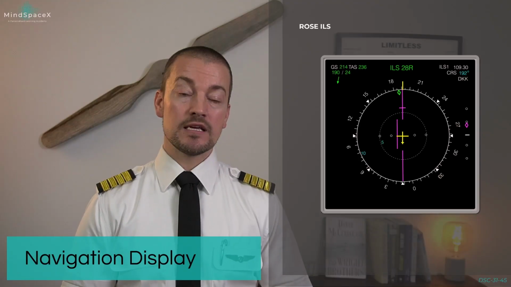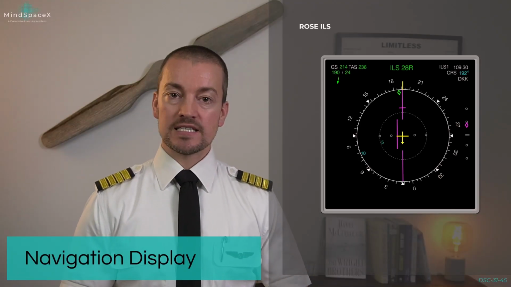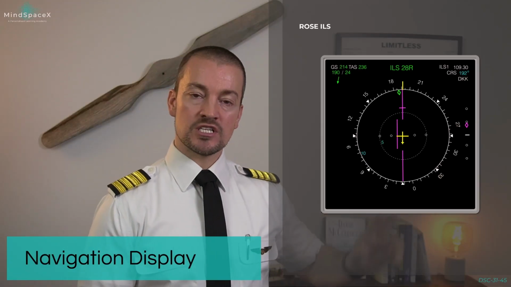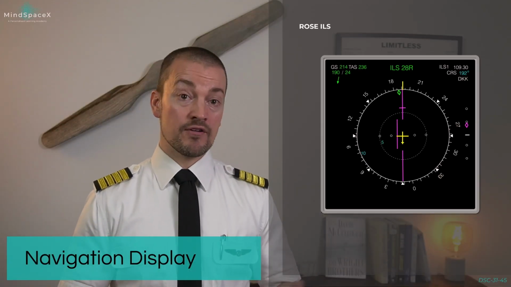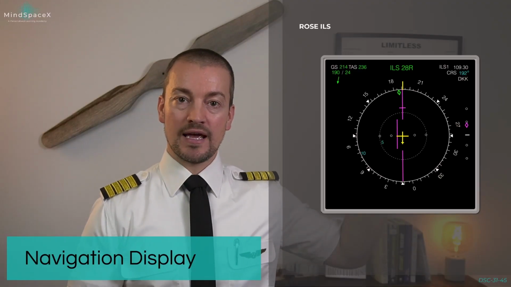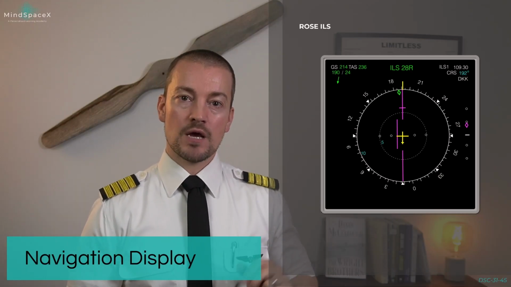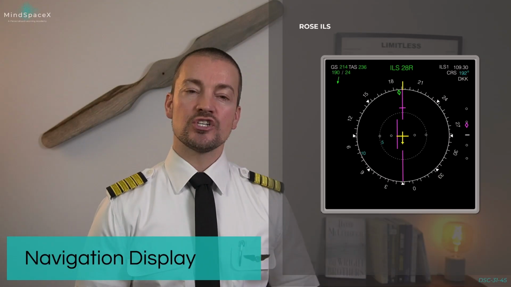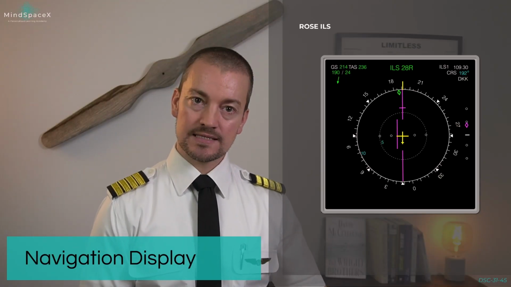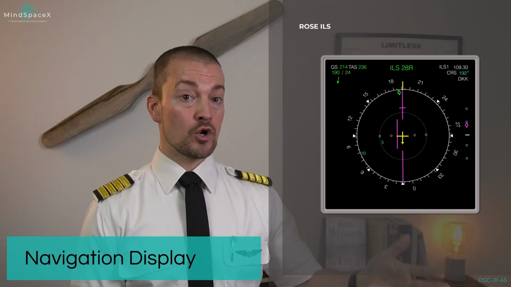The next display is the Rose ILS. Similar information here, as you can see around, to that of a VOR Rose mode, heading, track. Up here we have the wind data. But what we have now is we have the indication of the tuned ILS. Whether it's ILS 1 or 2, it doesn't matter.